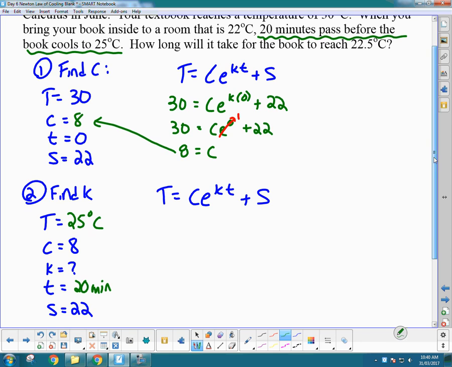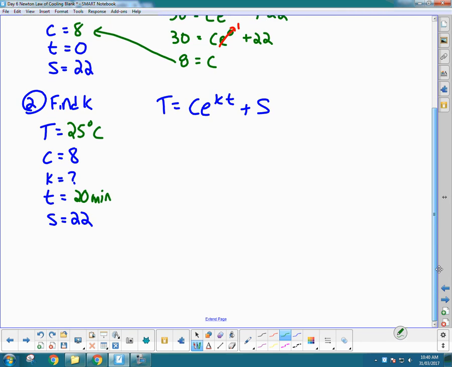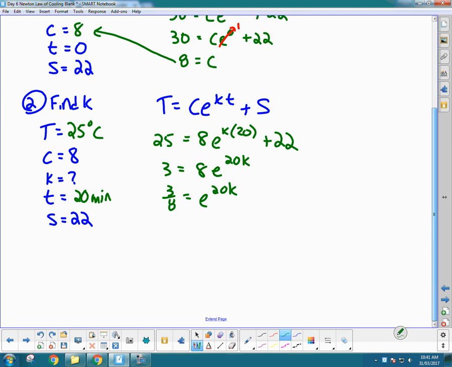So that snapshot will allow me to figure out what k is, and then I can go off and find any spot on this function. So 25 equals 8e to the 20k plus 22. Subtract 22 from both sides, which gets me 3 equals 8e to the 20k. Divide both sides by 8, so 3/8 equals e to the 20k.